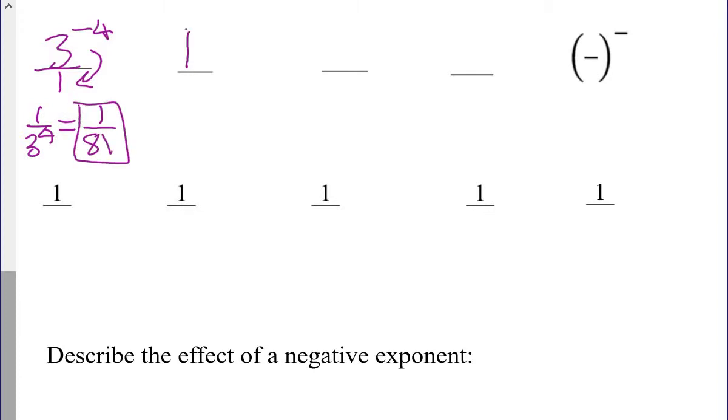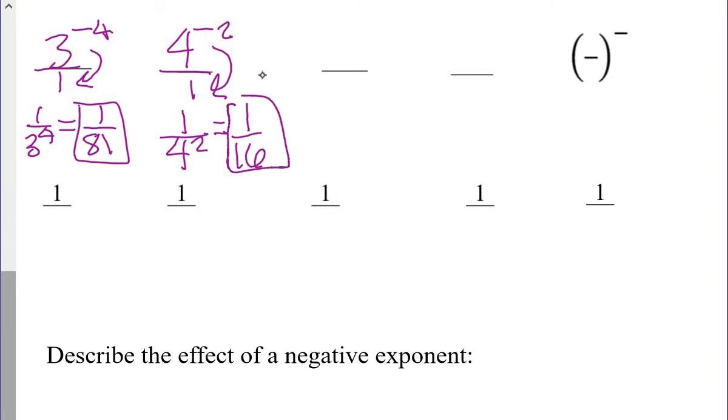Another example that we did in class was 4 to the negative 2 power. Write that over 1, move it to the other side of the fraction bar, and we get 1 over 4 to the positive 2 power, which is 1 over 16.